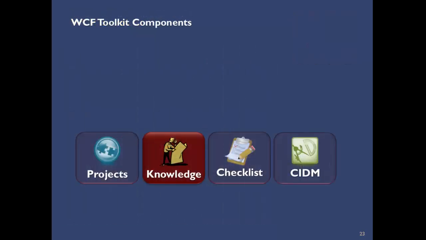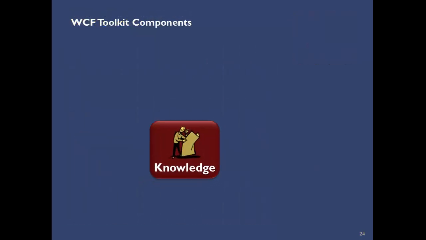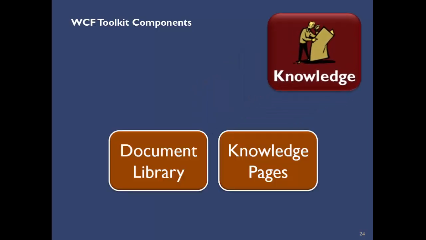The Knowledge Center is the next tool we will discuss. The Knowledge Center has two distinct but related components. The first is the Central Knowledge Document Library. The document library is a central location for common documents and hyperlinks used in MHS Facilities Lifecycle Management.